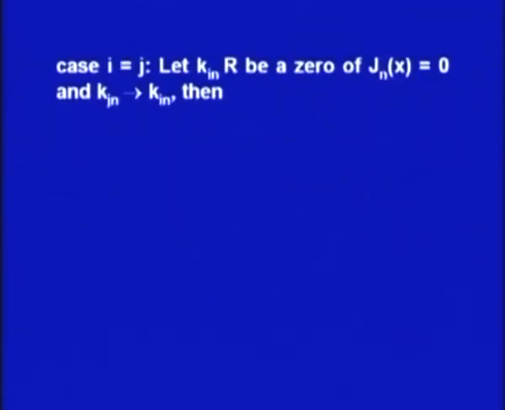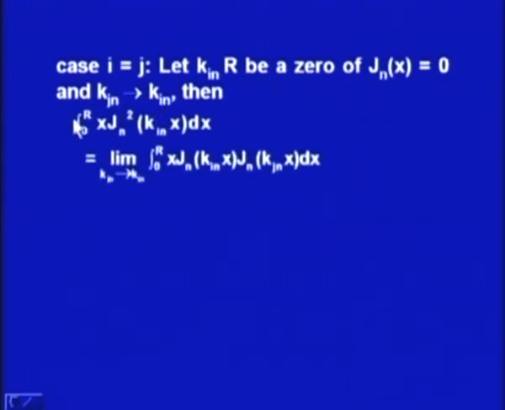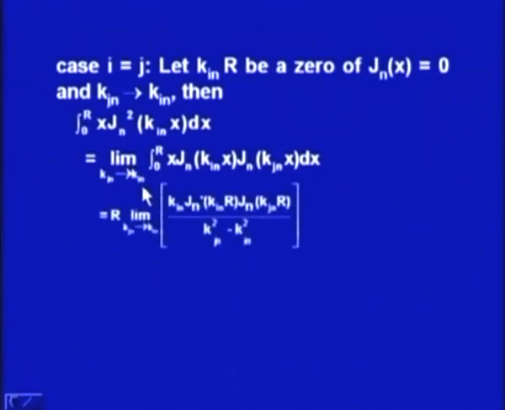Next, let us study the case i is equal to j. So, let us assume that k_I n r is a zero of J_n(x) equal to 0, that is, we assume that J_n(k_I n r) is equal to 0, and let us assume that k_G n goes to k_I n. Then the integral from 0 to r of x J_n²(k_I n x) dx can be expressed as the limit of the integral from 0 to r of x J_n(k_I n x) J_n(k_G n x) dx as k_G n goes to k_I n.